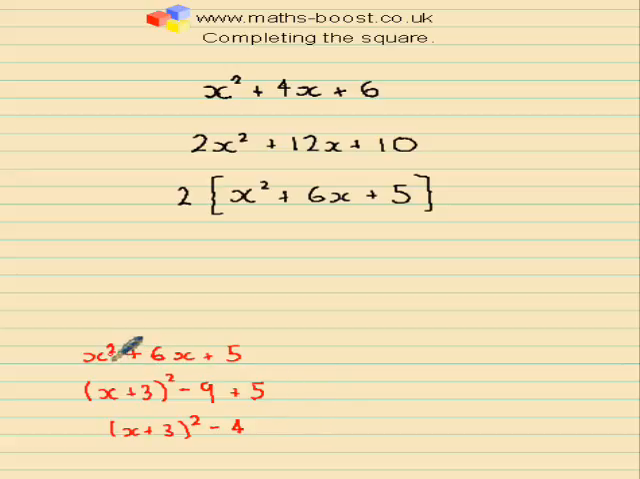And so I can see that this expression and this expression are equivalent. So in other words, I can now replace the x squared plus 6x plus 5 with this completed square form, and I'm going to do that.